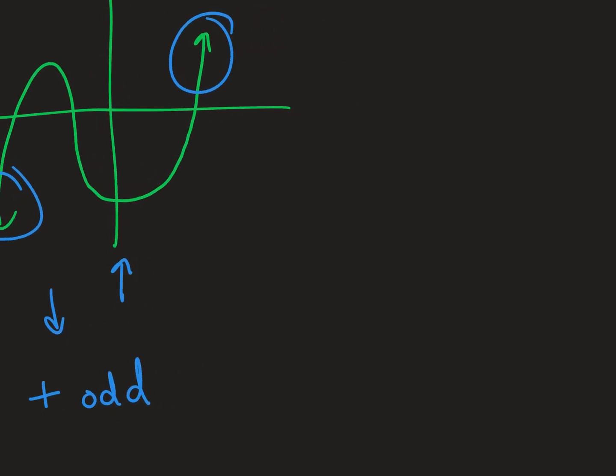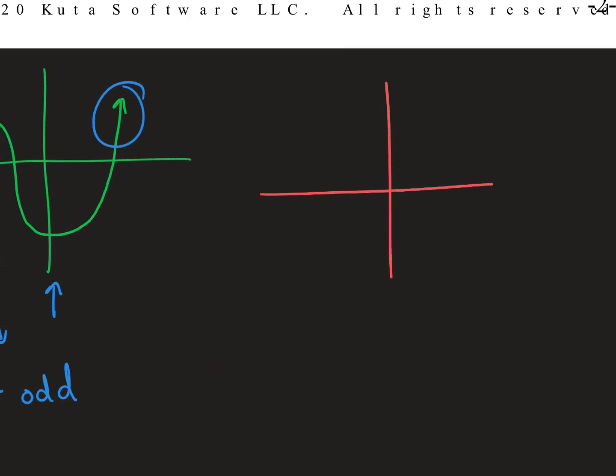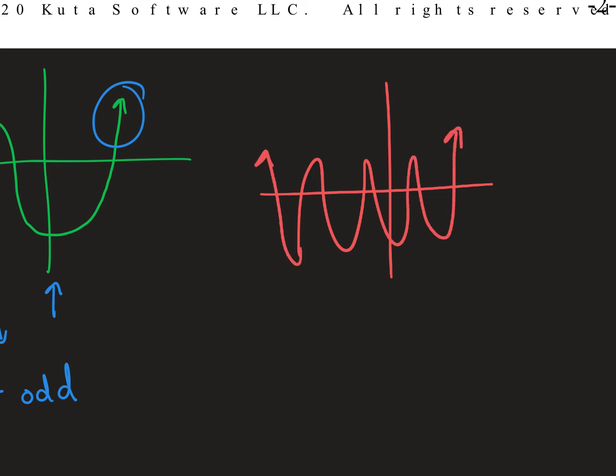What if I had one that looks like this? Should it be negative? No. Positive and even. So the right one is going up, and the left one goes up. So if the right one goes up, it's positive. And if they both go up, even or odd? Even.